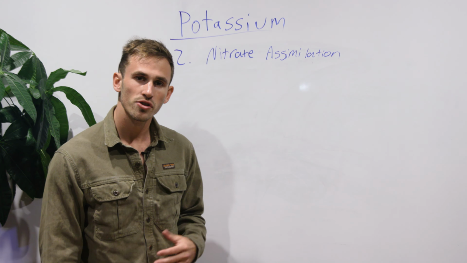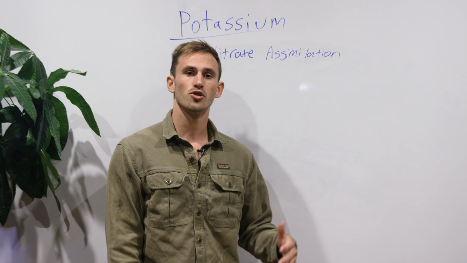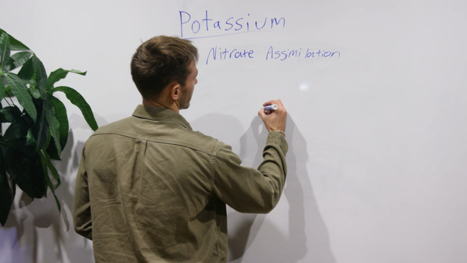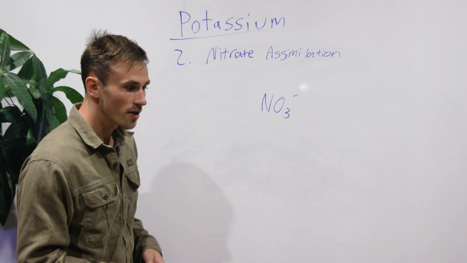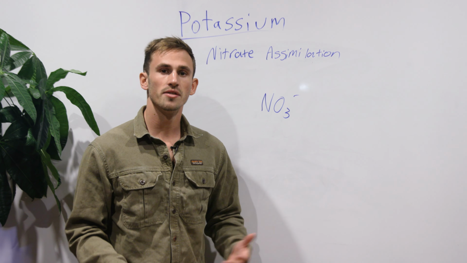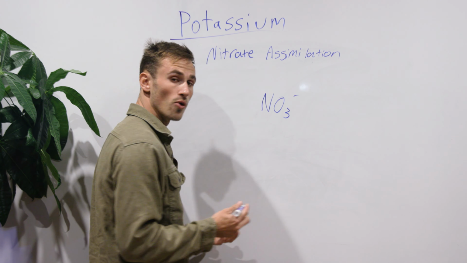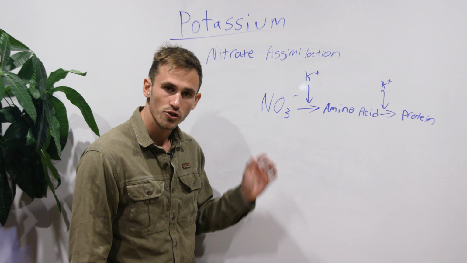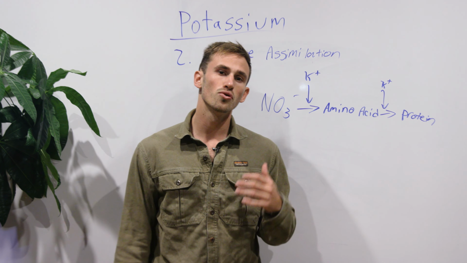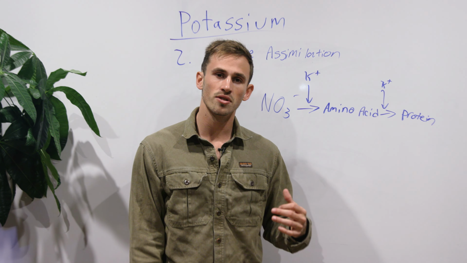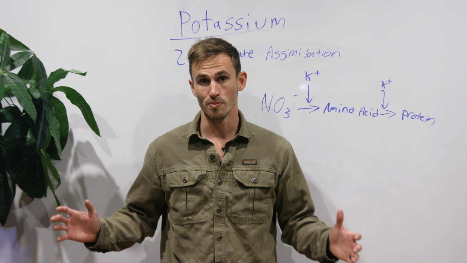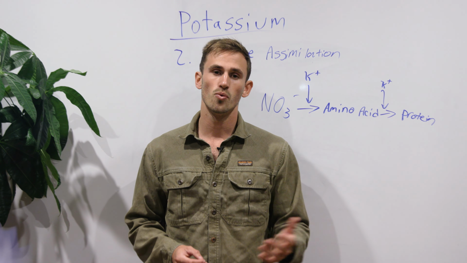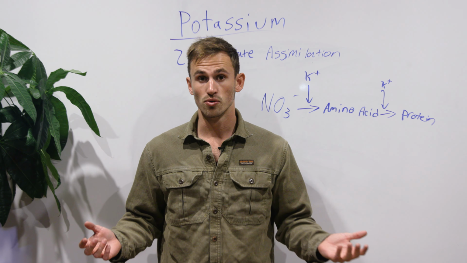The second function of potassium we're going to talk about is nitrate assimilation. So plants take up nitrogen in the form of nitrate, but this nitrate ion can't really be used by the plant until it turns into an amino acid and then a protein. So potassium plays a key role in turning the nitrates that our plants take up into proteins. And that's what turns the nitrogen into actual biomass, making the plant able to use that nitrogen in the way that it wants to, which is turning it into new growth.